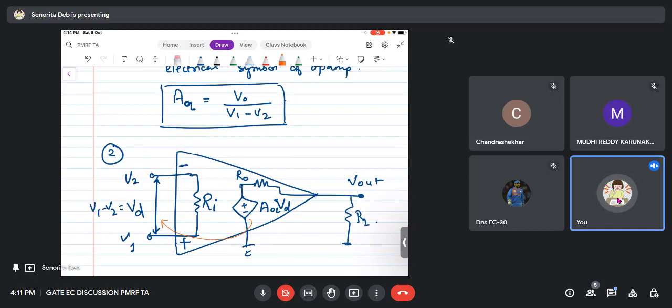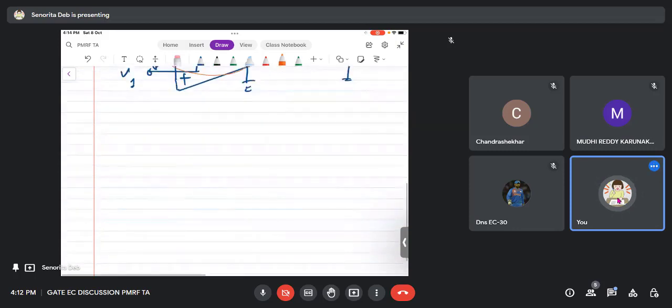For an ideal circuit, this Ri will be infinity, AOL will be infinity, R naught will be 0. But for a non-ideal circuit, these finite values will exist. There are two more important terms. First, let me say, slew rate.